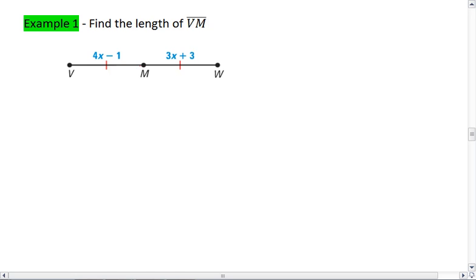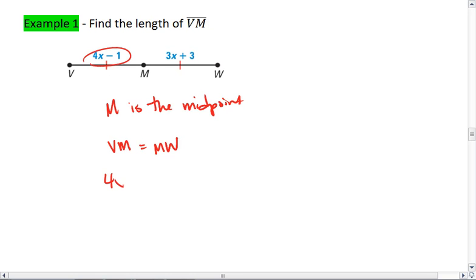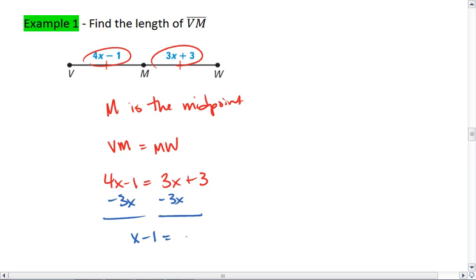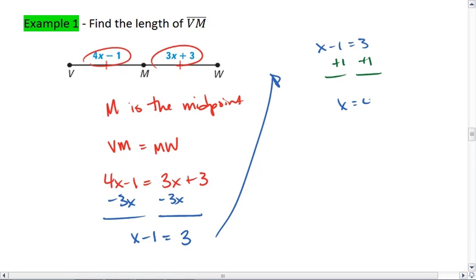Okay, because M is the midpoint, this tells me that the length of VM equals the length of MW. So 4x minus 1 equals 3x plus 3. I can subtract 3x from both sides. I get x minus 1 equals 3. I can now add 1 to both sides, which gives me x equals 4.